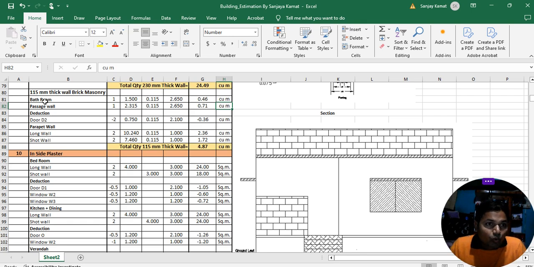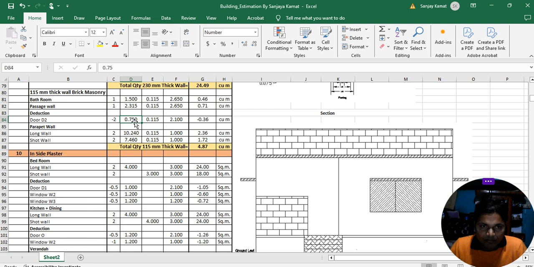Now see, once we have prepared the bathroom and passage wall, now we have to reduce door 2 and the parapet wall, long wall and short wall also. Now we replace this long wall, short wall and door 2. If we replace, this means deduction, so we have to do a deduction. We are going to reduce door 2. How many doors? 2. So the number for door 2 will be -2.